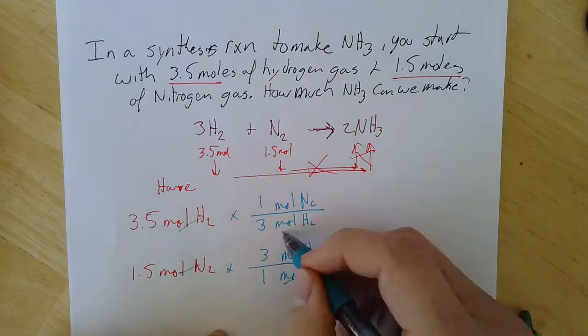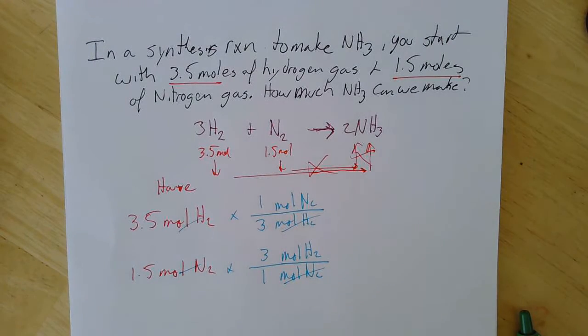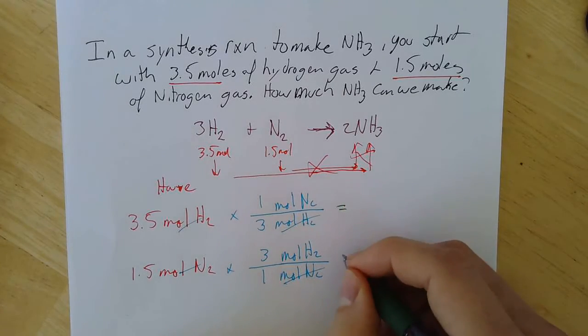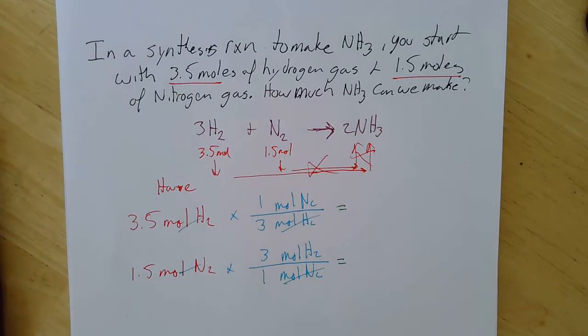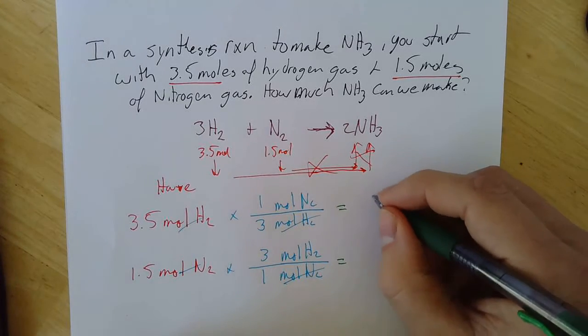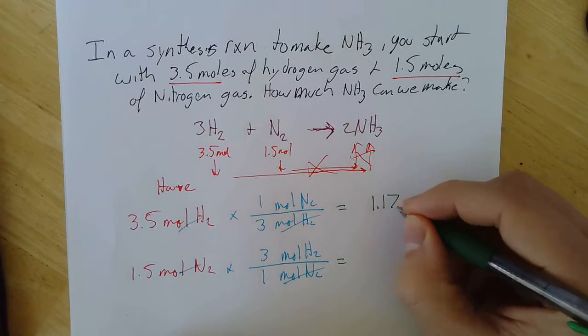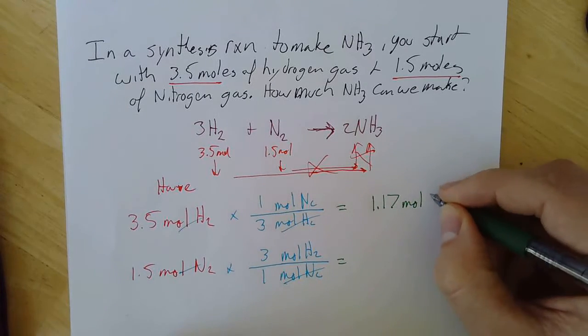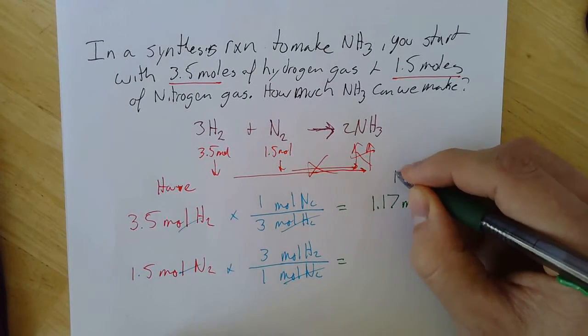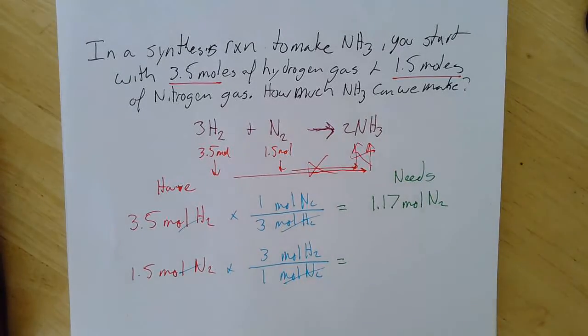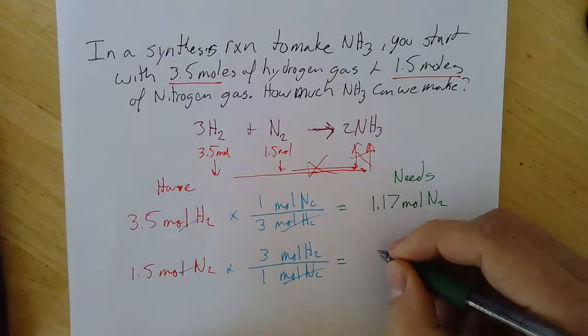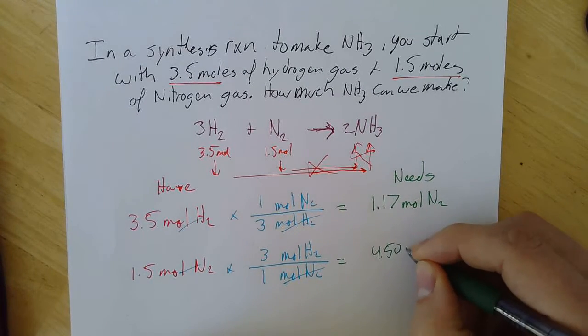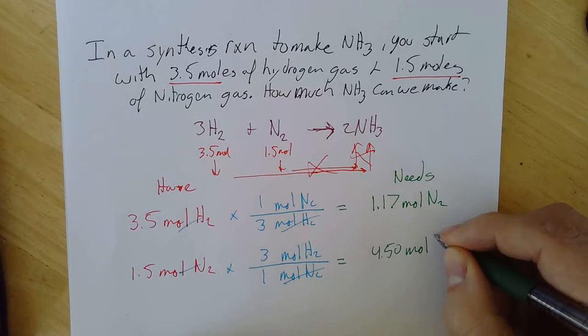Moles of N2 will cancel, cancel, cancel. I'm not trying to cross out things too much because you'll see why. And so now we're going to get to our needs, right? And that's just putting an equal sign right there, doing our math. So I have 3.5 divided by 3, which gets me 1.17 moles of N2. These are my needs. And then down here, I get 4.50 moles of H2.